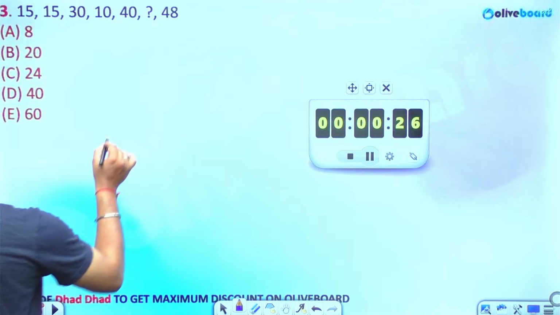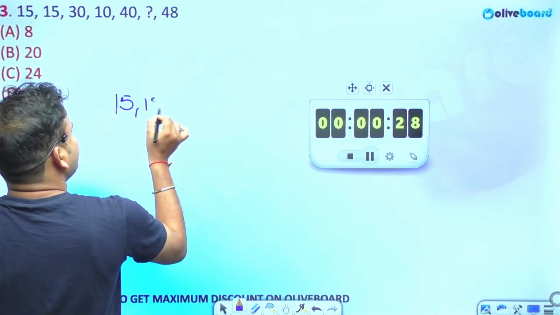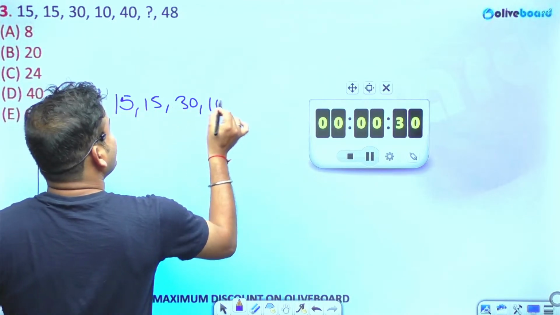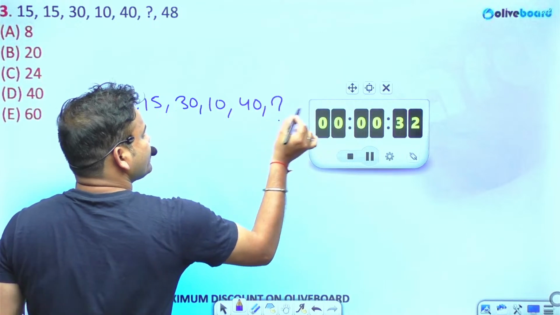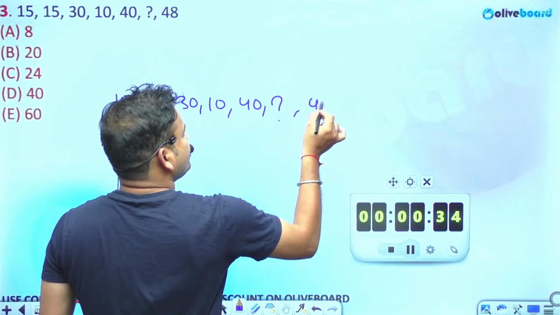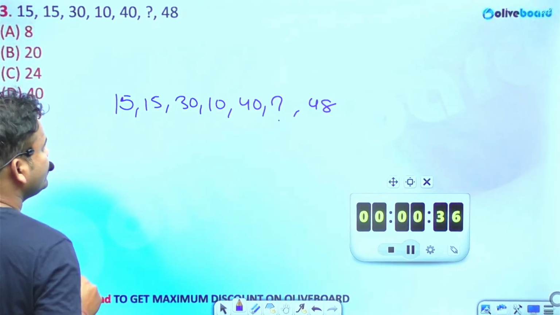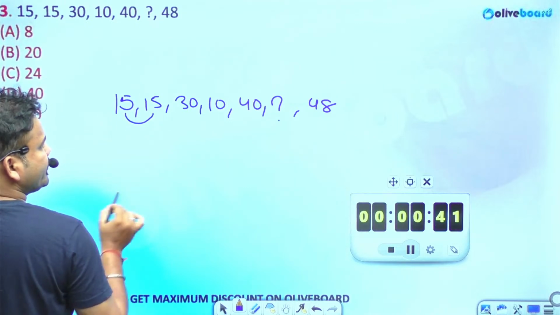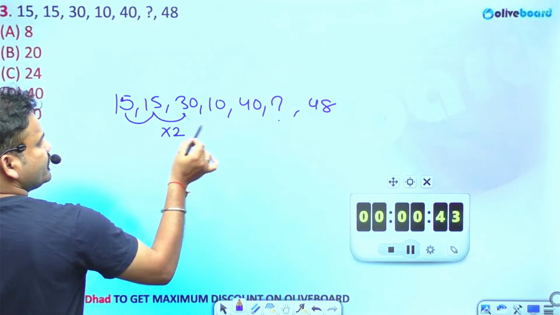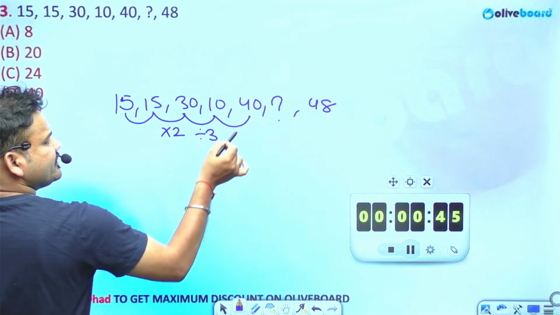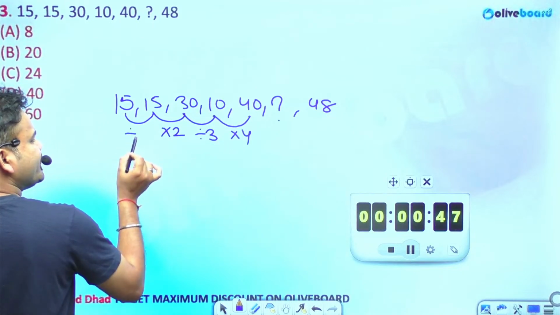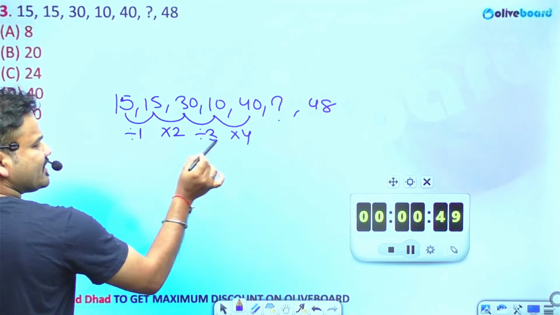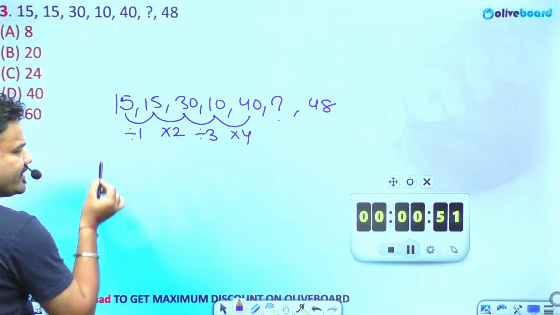So we have 15, 15, 30, 10, 40, question mark, and then we have 48, right? So look at the series. This is 15 into 1 or 15 divided by 1, that is 15, right? So this is into 2. This is divided by 3. This is into 4. So definitely this has to be divided by 1. Fine. So divided by consecutive natural numbers 1, 2, 3, 4.